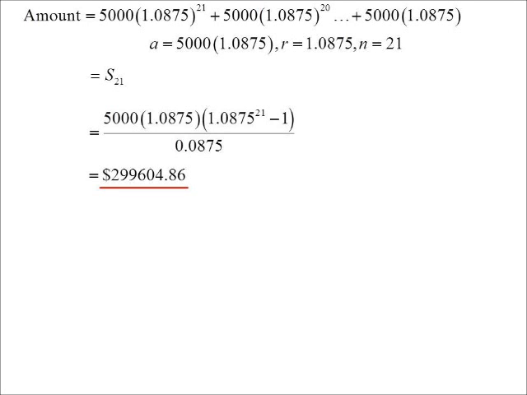So subbing it into our formula, A times (R to the power of n minus 1) over (R minus 1). And there we go. She'll end up with $299,604.86. Remember, that was investing $5,000 every year for how long? It was 21 years, wasn't it? What are 5 times 21? So you see how much money she's made. She invested $105,000 and ended up with $299,000. And that's the beauty of superannuation, because they're in there for such long time periods, you end up with a lot of money at the end of it.